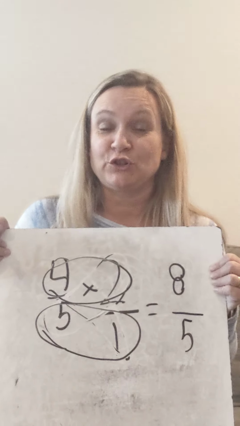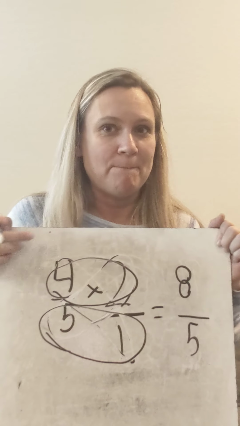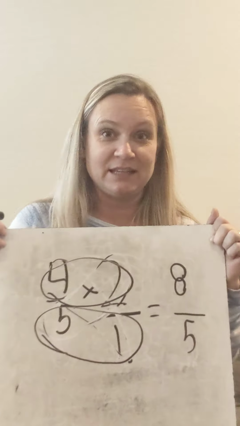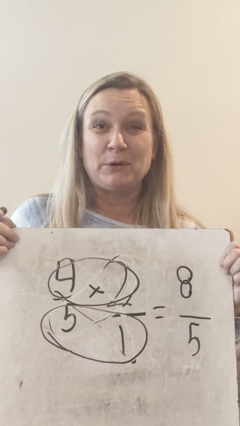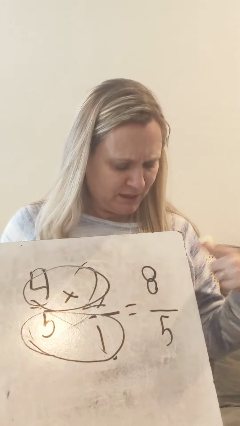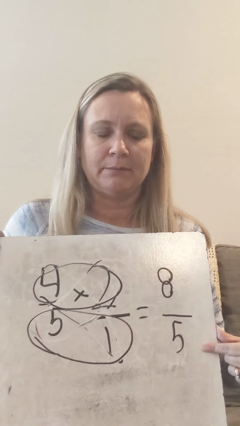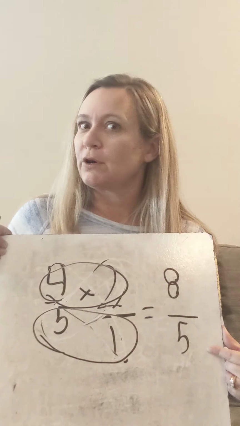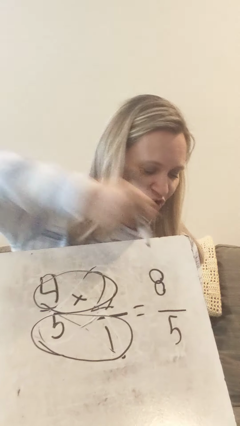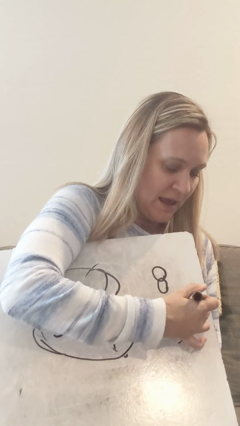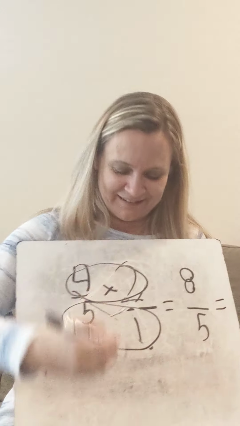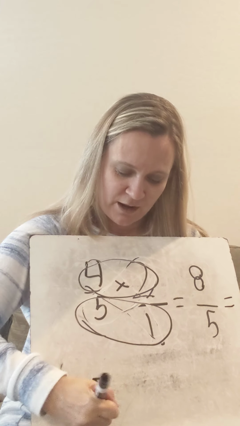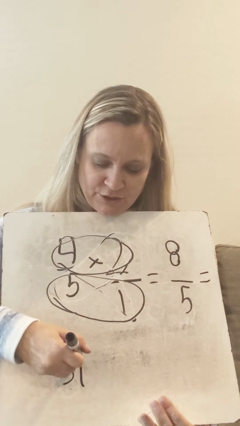So here's my answer. And I ask myself the magical fraction question. Is it okay? Well, it's improper, right? It's so rude because the top number is bigger than the bottom number. Hopefully you remember that when that happens, you have to change it to a mixed number, and you do that by dividing. Good job. So I'm going to divide 5 into 8.